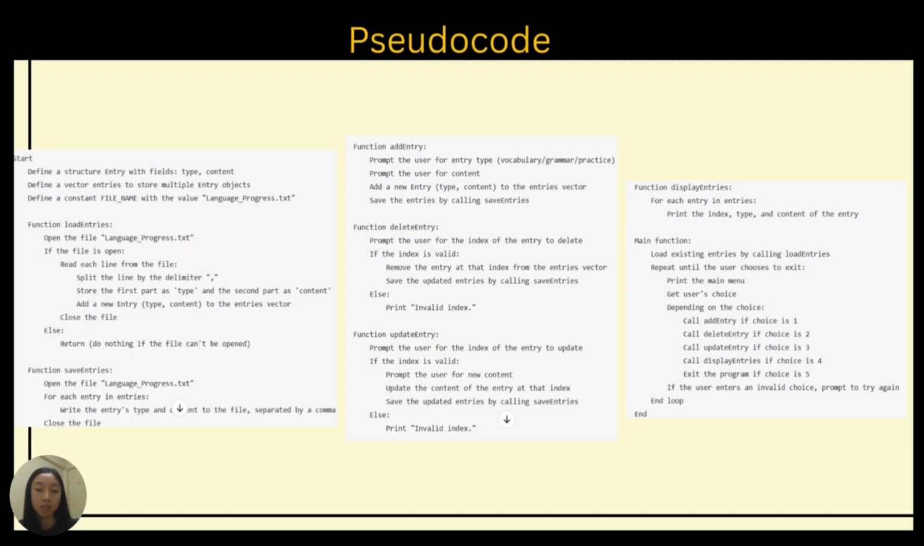Next, delete entry, which allows the user to delete an entry by index. For updating entry, users will be able to update the content of an existing entry. For display entries, it will display all stored entries. The program runs a loop showing a menu with options like adding, deleting, updating, and displaying entries until the user chooses to exit.